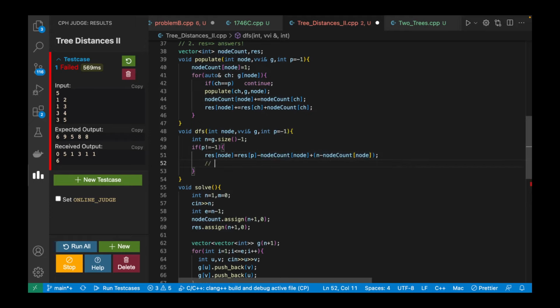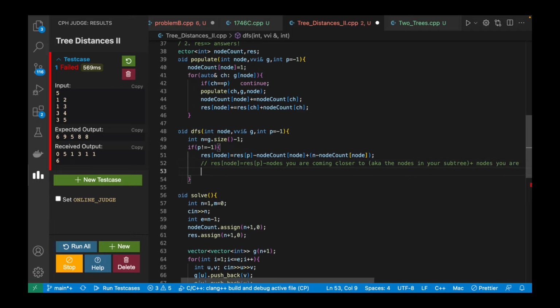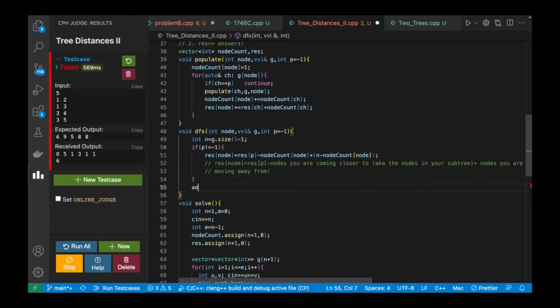So this basically becomes result of node is equal to result of p minus node count of, okay, minus nodes you are coming closer to, also known as the nodes in your subtree, plus nodes you are moving away from. Cool. So yeah, this is a one-line computation that should work.